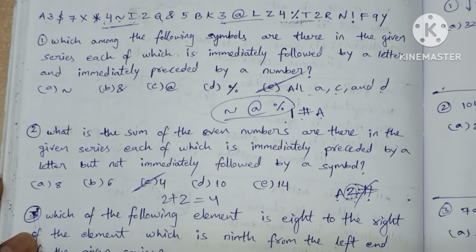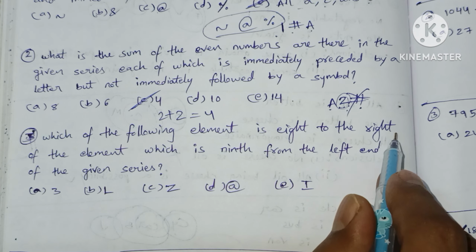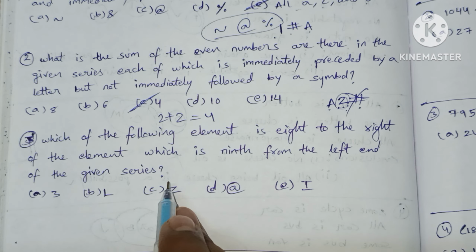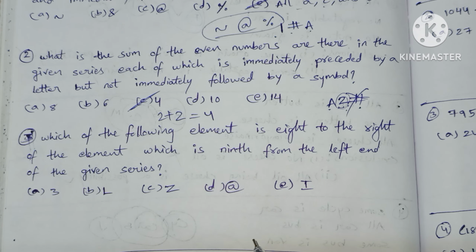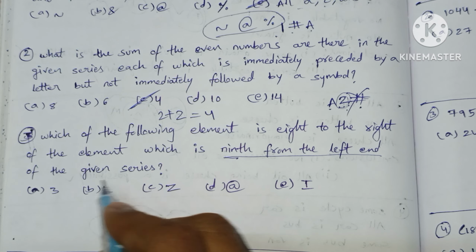Now moving to question number 3. Which of the following elements is 8th to the right of the element which is 9th from the left end of the given series? If we see a question like this, first go with the end one, 9th from the left end.